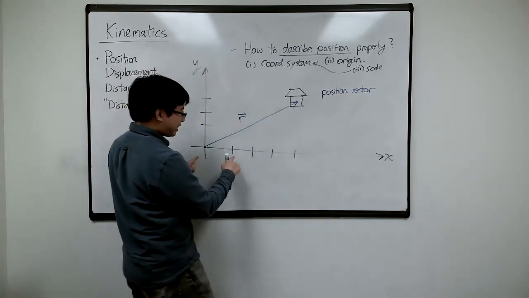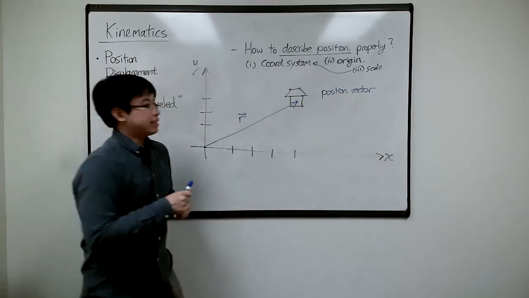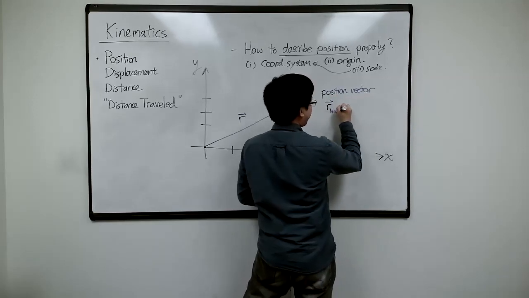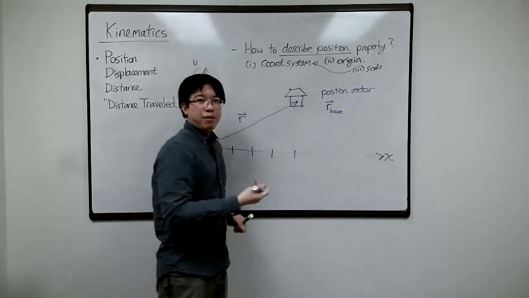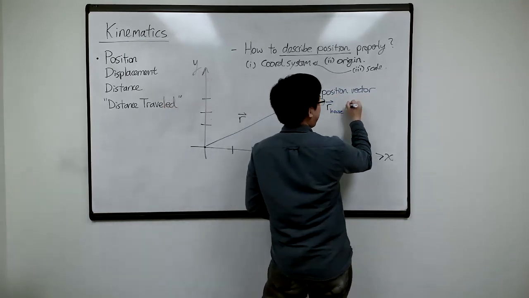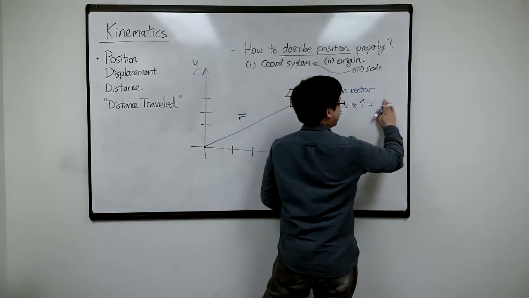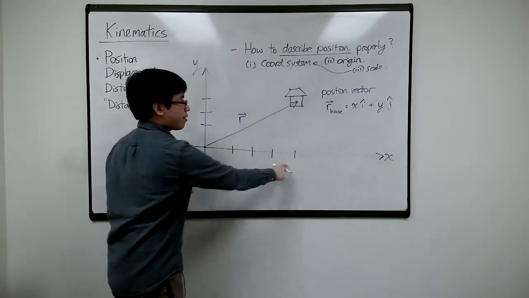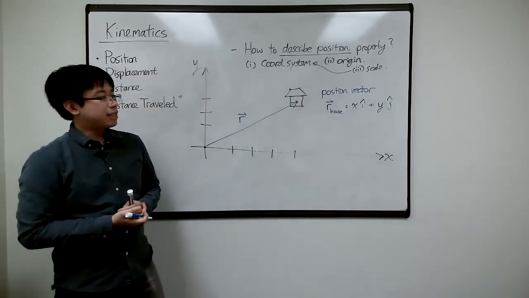So in my case, this is 1, 2, 3, 4, 1, 2, 3, right? So let's keep it consistent with blue. I can write r of the house. That's the position vector of the house. If I'm lazy, I won't say the word vector, I'll just say the position of the house is x units in the i hat direction and y units in the j hat direction. In my case, 4 and 3, like that.